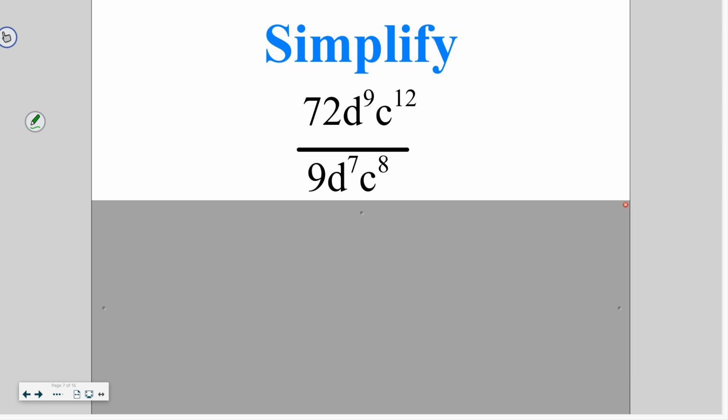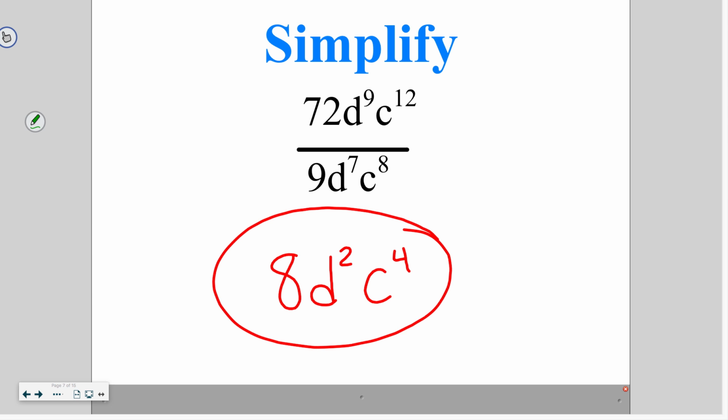Go ahead and try this one on your own. Dividing, we have 8, and then we've got d to the 2nd and c to the 4th. If you have questions about the quotient of powers rule, let me know when you get to class.